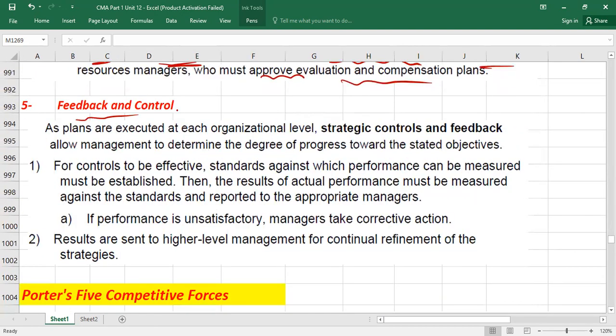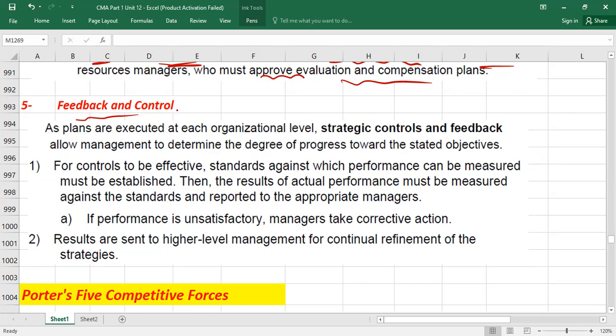Feedback and control. Obviously, guys, here what you will do, you will compare your actual results with the planned results, right or wrong. If your actual results are better than planned, it's good. You can continue. You should continue with it. If actual results are worse than planned, you should take corrective action, right or wrong. So obviously, if the performance is unsatisfactory, if feedback is not positive, you have to take corrective action.